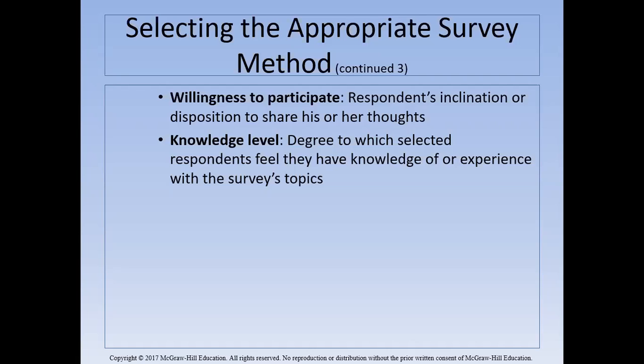For example, if you're doing a survey about different types of cars, and you're asking about Tesla's qualifications, and they have never been in a Tesla, it would be very difficult for them, because they don't have much knowledge of how a Tesla works and how it drives differently from other cars. So the knowledge level is very important. The willingness to participate is also important.